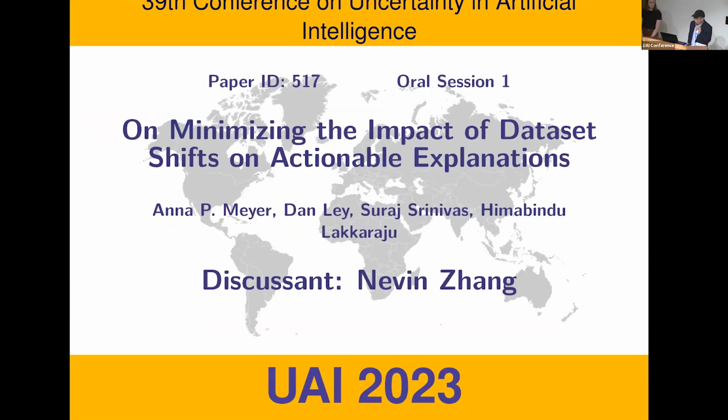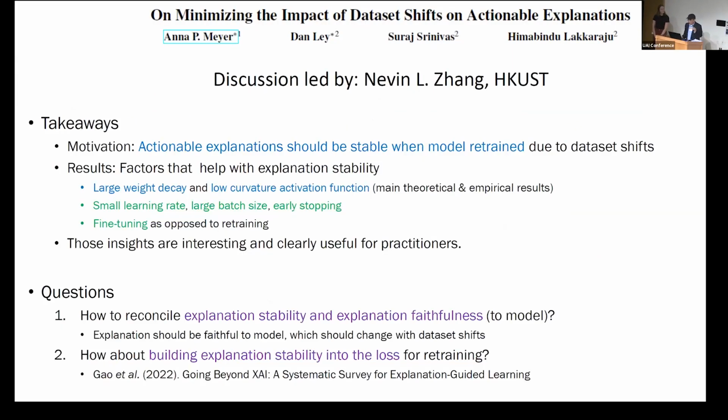Okay, next, I'm going to invite myself to discuss this paper. All right, the motivation of this work is very clear. Actionable explanations should be stable. Like if a person is told to do one thing, but later on he's asked to do another thing, the person has to be very confused, right?